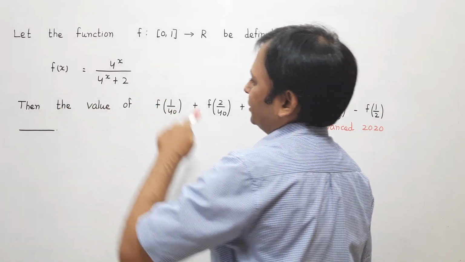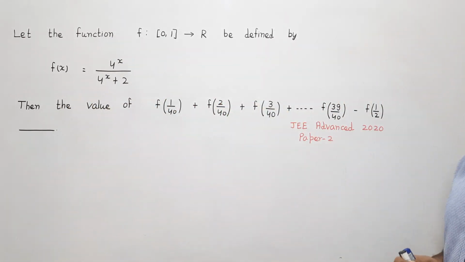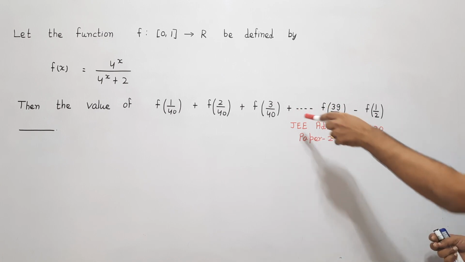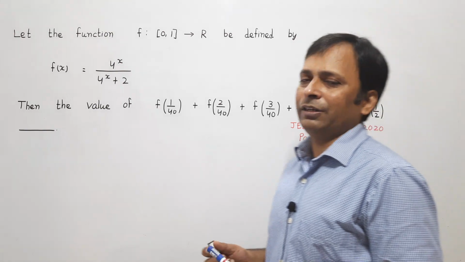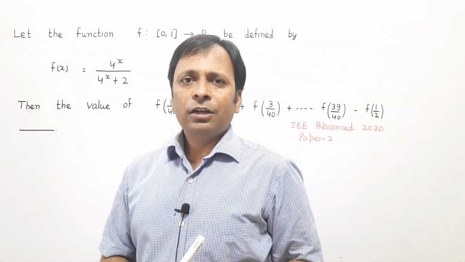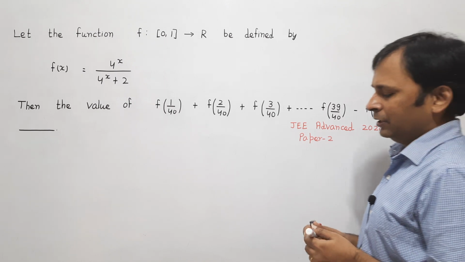Now they are asking us to find out the value of f of 1 by 40 plus f of 2 by 40 plus f of 3 by 40 goes on till f of 39 by 40 minus f of 1 by 2. Now here only a small observation you need to do to solve this question.